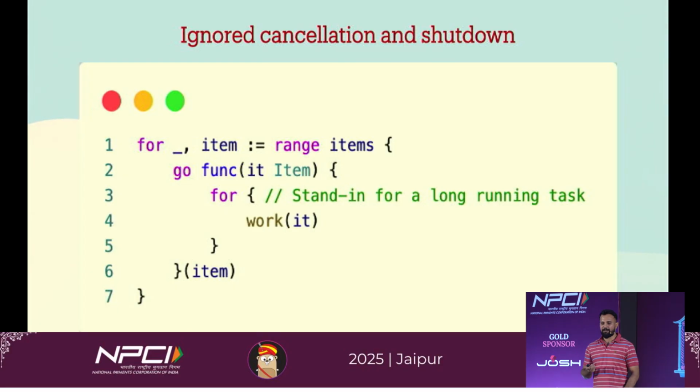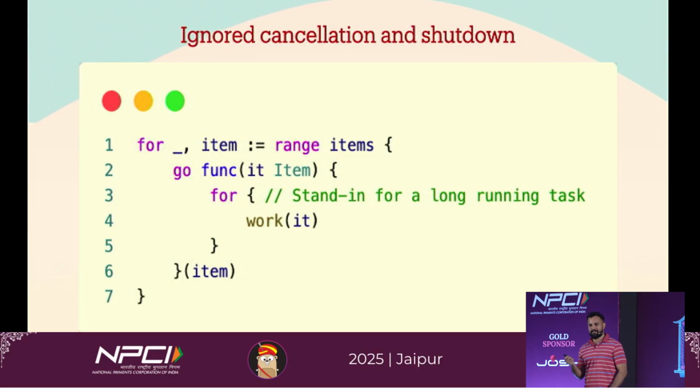If you see the snippet here, we have a stand-in for a long-running task. Let's say you have a caller, and the caller calls this code, which ends up creating a bunch of long-running tasks. And assume that the caller exits prematurely while the tasks are still running. In this case, the task will continue to run. What I mean by that is the Go routine will still continue to run, and basically you'll have zombie processes running in your system consuming resources, right?